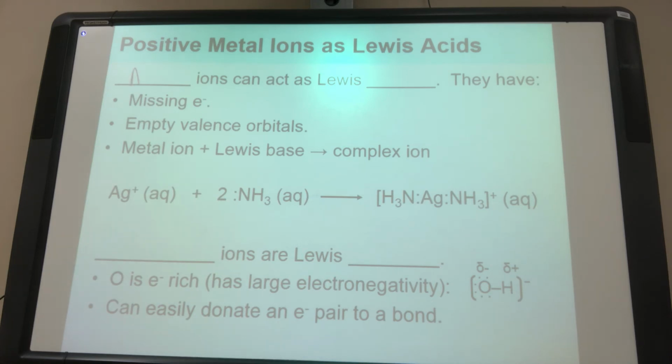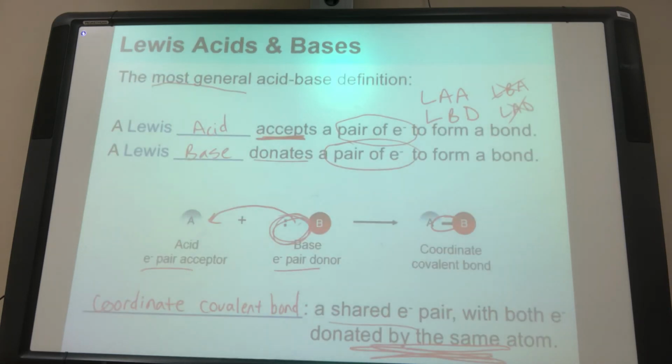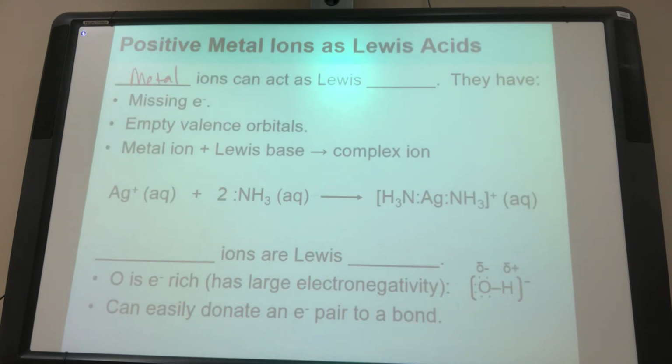So metal cations, or metal ions. Here's a silver, it has a plus, so it's a metal ion. These are going to act as Lewis acids. What do you think? If it's a cation, do you think it's going to want to gain electrons or donate? If I'm already positive, I don't want to donate electrons because that means I have less. If I'm positive, that means I want to accept electrons.